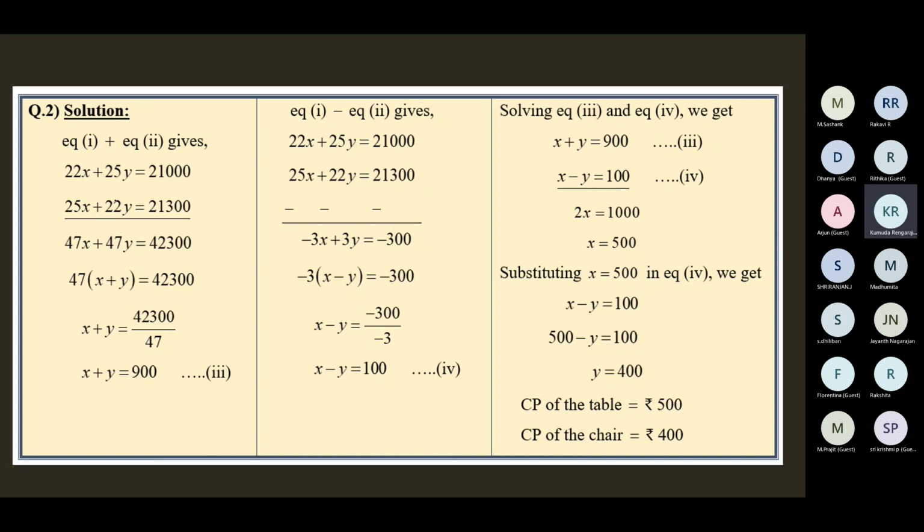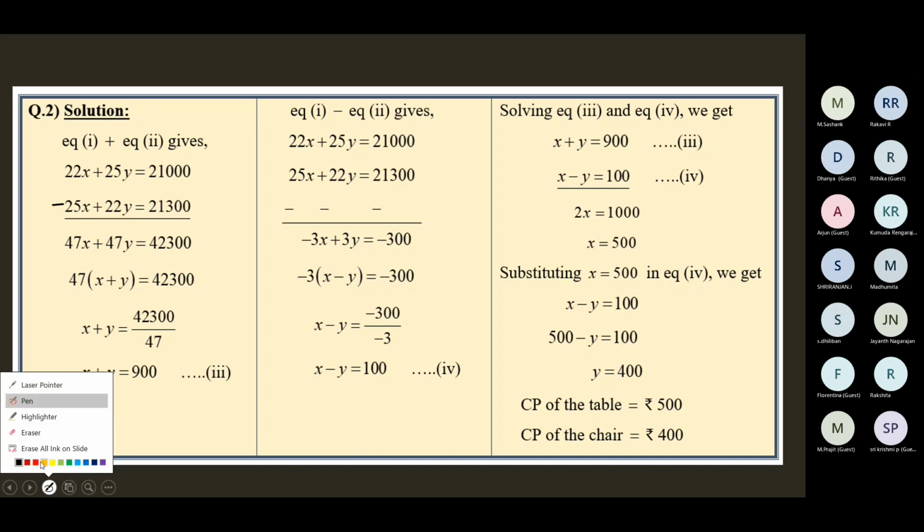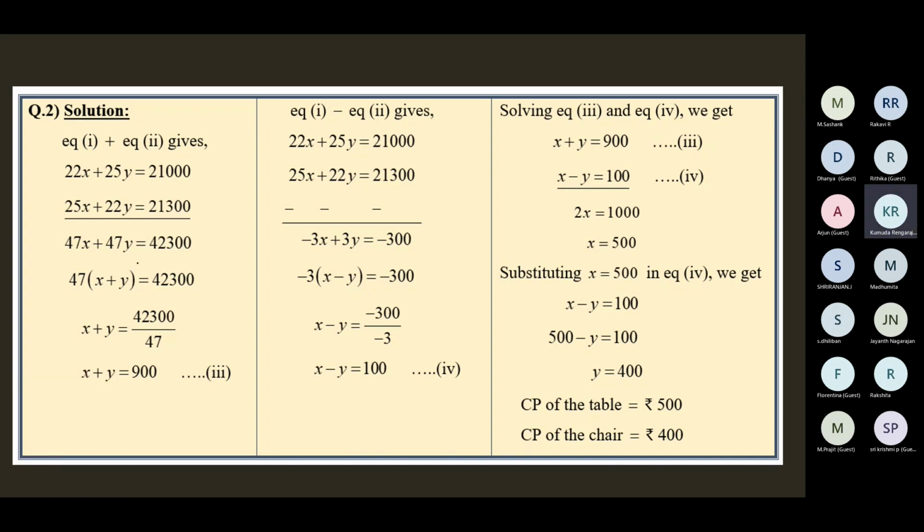So what do you understand, children? 22 plus 25 is 47. 25 plus 22 is 47. When you add these two, you just do what the signs say. As I was telling you, supposing it's a minus here, 22 minus 25 is minus 3. Do whatever the signs say. So here you can see that 47 is common throughout. So take out 47 common. How will you know that this is divisible by 47?